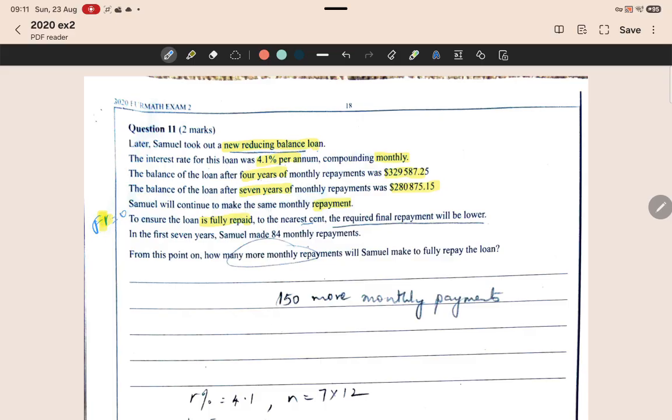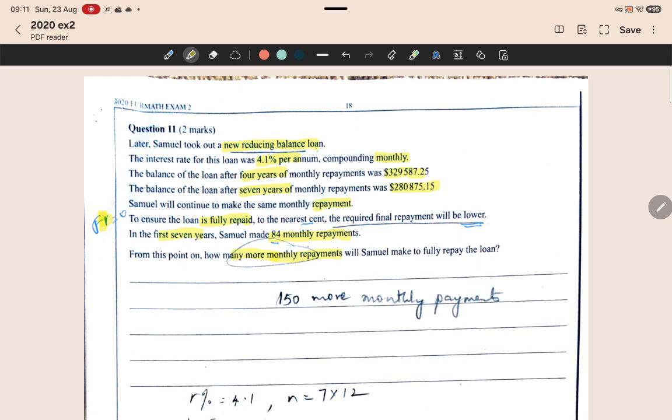To the nearest cent, the required final repayment will be smaller. In the first 7 years, he made 82 monthly repayments. From this point on, how many more monthly repayments will he need to make to fully repay the loan?